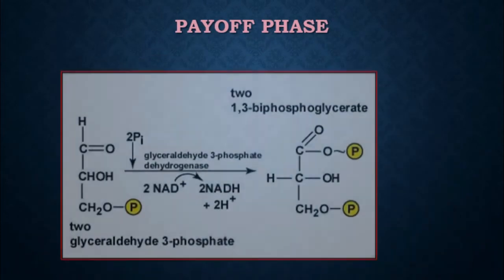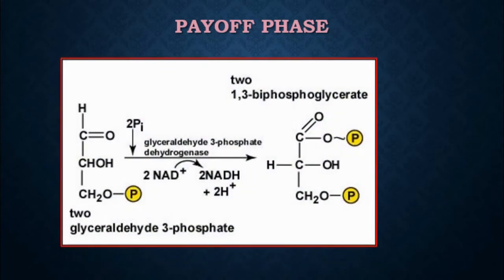Now we will move on to the payoff phase. That is, it starts with the 6th step of glycolysis. You can see in the payoff phase, there are 2 molecules of glyceraldehyde 3-phosphate we obtained by the end of the preparatory phase. We will see in this phase how this glyceraldehyde is going to end up as a pyruvate. So first what happens? The glyceraldehyde 3-phosphate is converted into 1,3 bisphosphoglycerate.